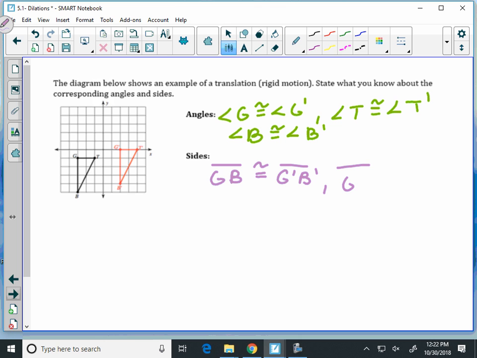We also know GT is congruent to G prime T prime. And we also know side BT is congruent to B prime T prime. These two sides are the same, these two sides are the same, and these two sides are the same. Nothing changed from the pre-image to the image, just its location. All the angles will be the same, all sides will still be the same. Questions over that?